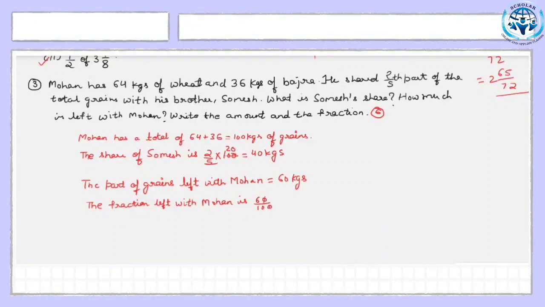We will divide the amount that Mohan is getting by the total grains. So we will get 3 by 5. We can also subtract 2 by 5 from 1. 1 is the whole, 2 by 5 is a fraction. So Mohan is left with the 3 by 5th part of the total grains.